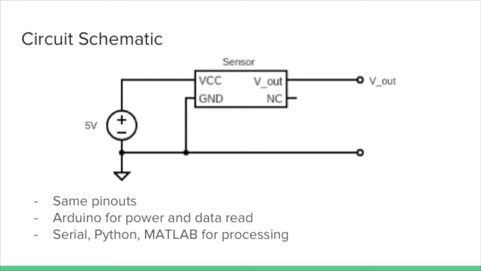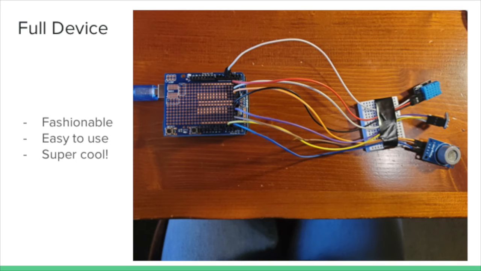All three sensors had the same pinouts, so they could all be implemented using this schematic. The Arduino was used as the 5-volt source. All three device outputs, analog and digital, could be read into the serial monitor simultaneously.